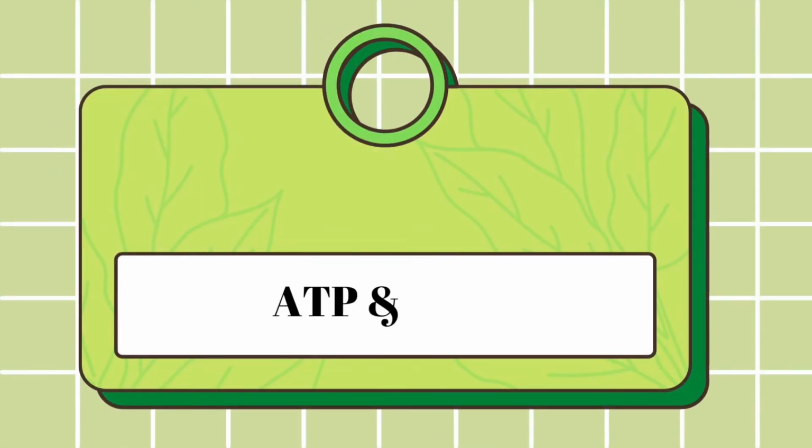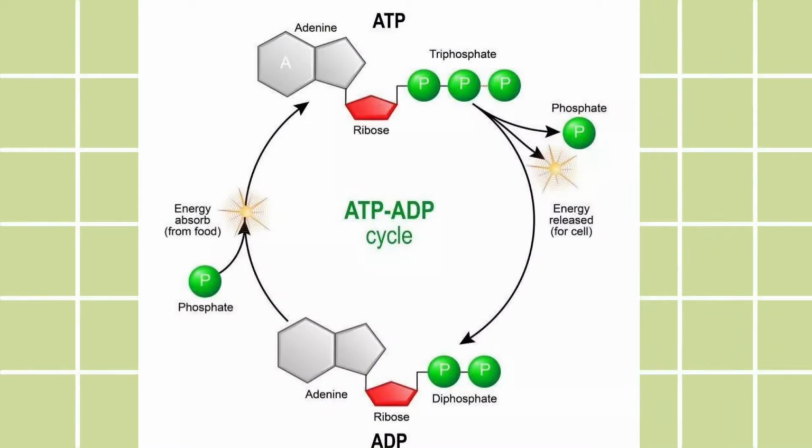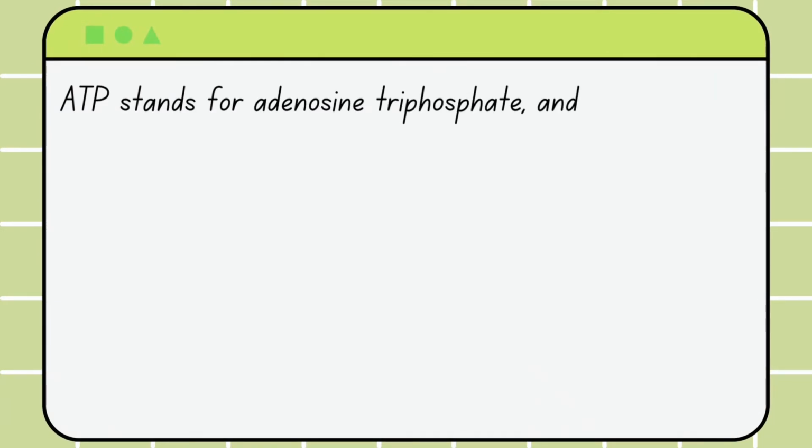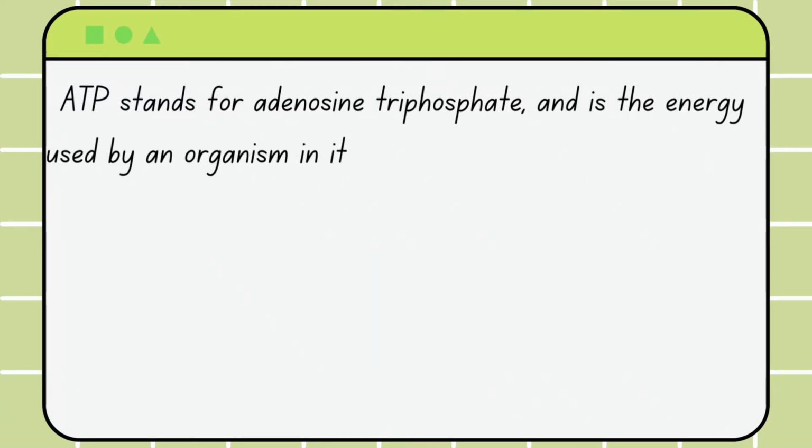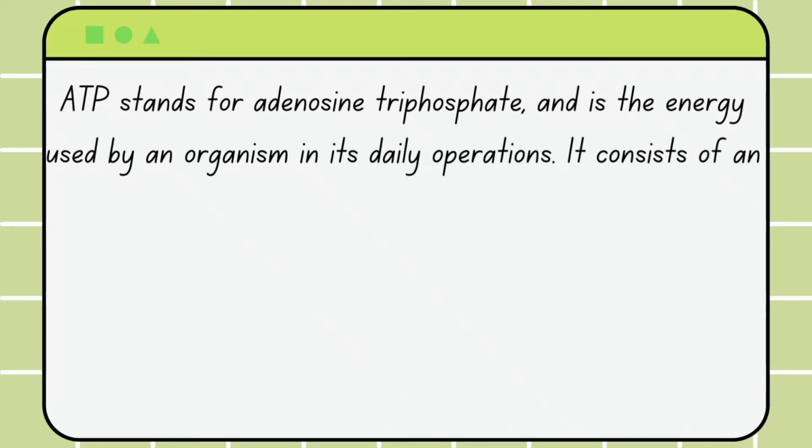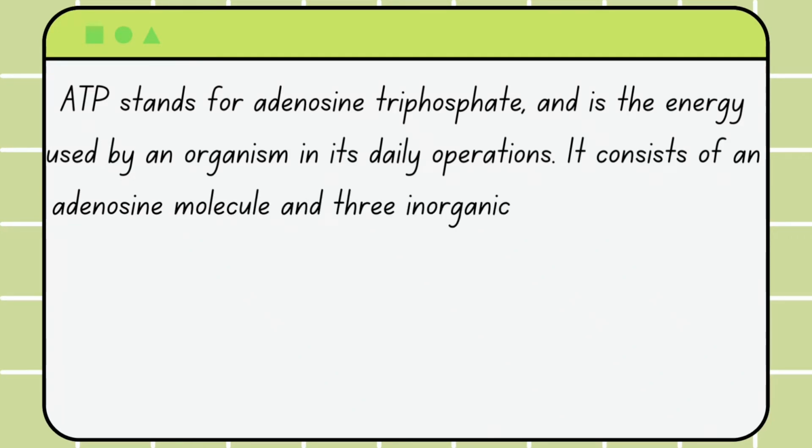Hello everyone. Today we will be discussing ATP and ADP. ATP stands for adenosine triphosphate and is the energy used by an organism in its daily operations. It consists of an adenosine molecule and three organic phosphates.